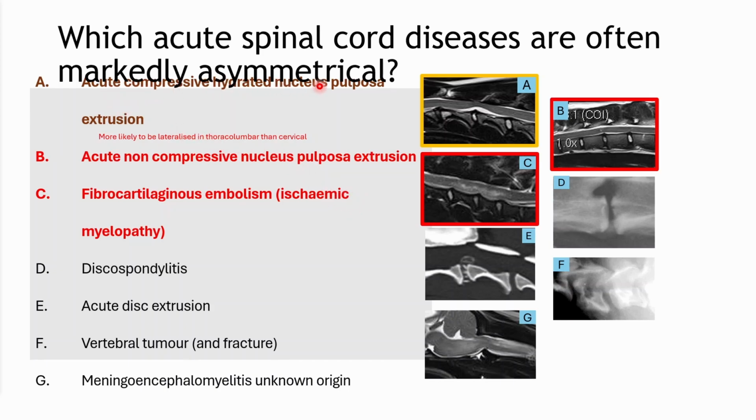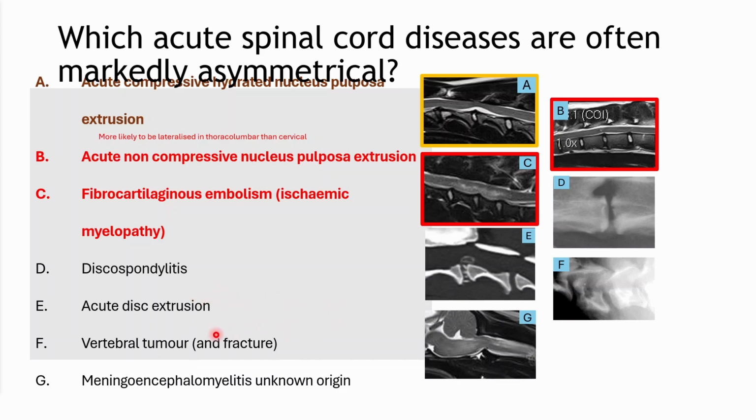Acute compressive hydrated nucleus pulposus extrusion. It's more likely to be lateralized in thoracolumbar than cervical. So you may see some markedly asymmetrical signs if it's a thoracolumbar one. Most disc disease, usually one side is worse than the other, but it's not usually marked. Discospondylitis, as I've said before, is not a spinal cord disease.